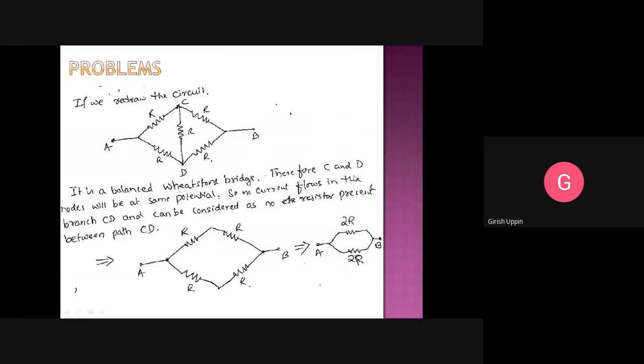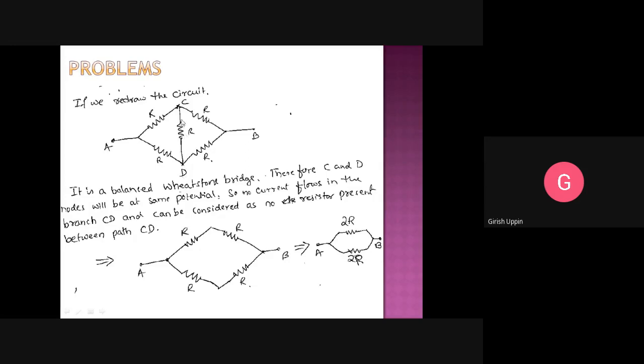We have already discussed that current will flow only when there is a potential difference between two points. Suppose the current has to flow in this branch, there should be a potential difference between node C and node D. If the potential of node C is higher than the potential at node D, the current will flow like this. Now, in a balanced Wheatstone bridge, the potential at C is exactly the same as the potential at D. For example, if the potential here is 5 volt, the potential here is also 5 volt. When both are at the same potential, current will not flow.